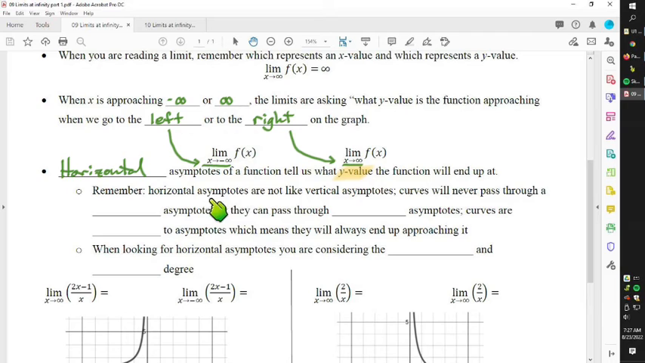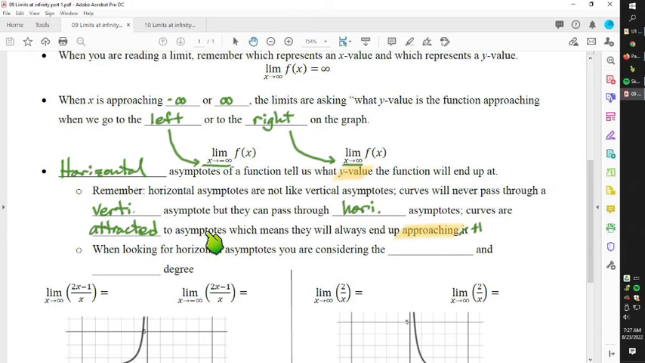Remember, horizontal asymptotes are not like vertical asymptotes. Curves will never pass through a vertical asymptote, but they can pass through a horizontal asymptote. Curves are attracted to asymptotes, which means they will always end up approaching it. Okay, so even if a function passes through a horizontal asymptote, it'll come back to the asymptote because they're attracted to it. Okay, they're always approaching it.